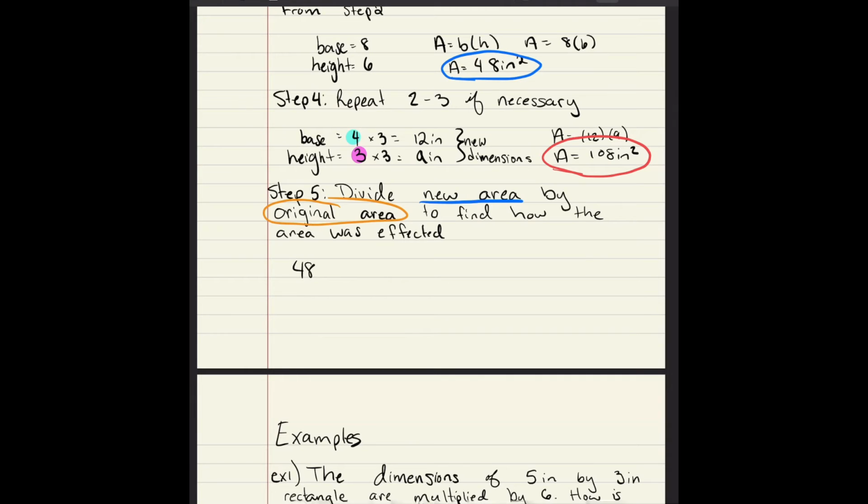by the original area. So the new area was 48 inches squared, and I'm dividing that by the original area, which was 12 inches squared. You wouldn't have inches squared because these cancel each other out. So it's just 4. So our new area is divided by our original area. That's why the new area is on the top.